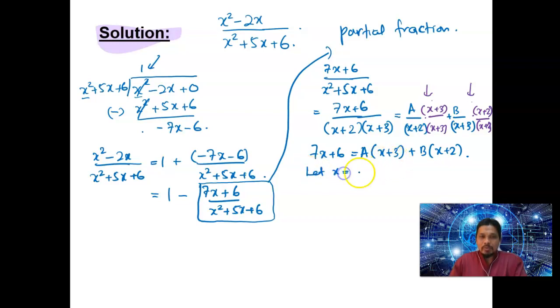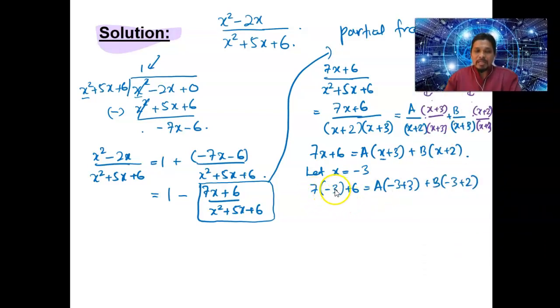Let x equal to negative 3. Why? When x equals negative 3, negative 3 plus 3 equals 0. Yes. Okay, so we're going to substitute x with negative 3 here, here, and here. So 7 times negative 3 plus 6 equals a times (negative 3 plus 3), plus b times (negative 3 plus 2).